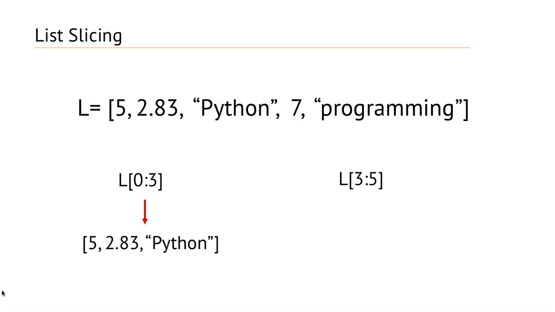In the same way, L of 3:5 will return the values which will start at index number 3 and will go up to 5 minus 1, that is 4. That's why L of 3:5 will give the values 7 and programming. 7 is at index number 3 and programming is at index number 4.